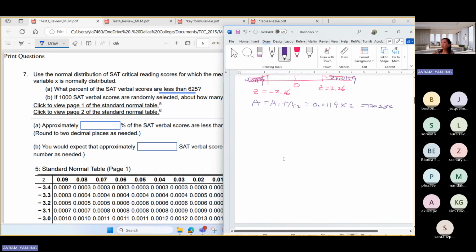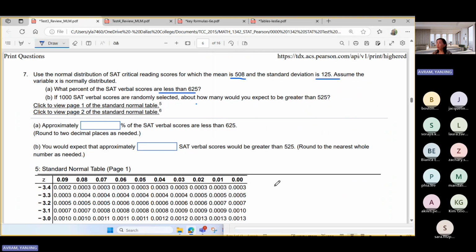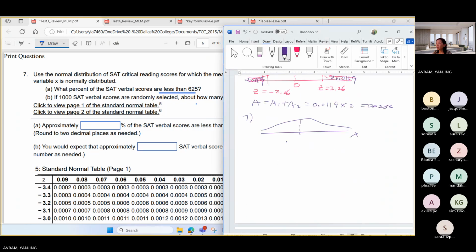We can make a table in here. So this is the X value, not a z-score yet. We have an average here, the average is 508. The standard deviation is 125. So we want to find less than 625. So 625 will be somewhere right here, right? Less than is the area to the left. Look at that. This whole thing is less than 625.